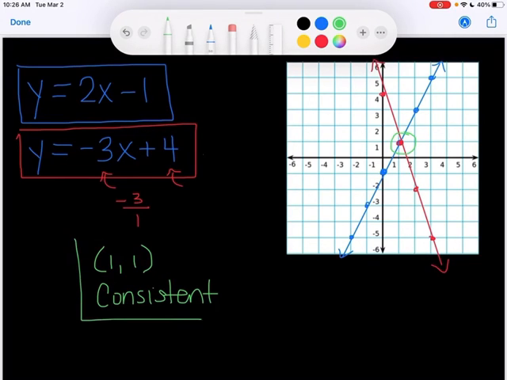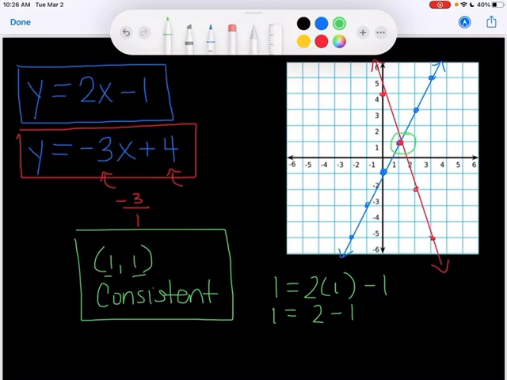And to check this, you can plug in the ordered pair (1, 1) to each of these equations. So if I plug it into the first one, I plug 1 in for y and 1 in for x. So I get y equals 2 times 1 minus 1. Just keep a 1 over here. 2 times 1 is 2. Keep this 1. 2 minus 1 is 1. And that is a true statement.